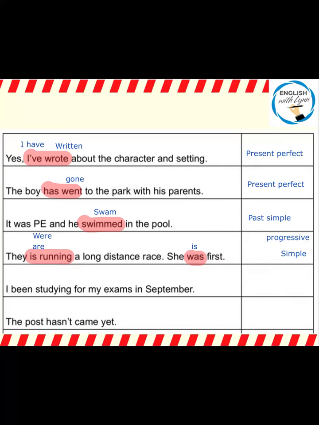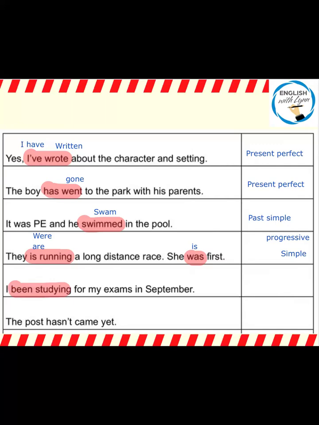Now, the next one, I've been studying for my exams in September. It will very much depend on what time of year it is now, how long the studying has been going on for, what tense you are going to use. Because some of you, it's likely that your exam isn't this September, so it's likely that you're going to carry on studying afterwards.